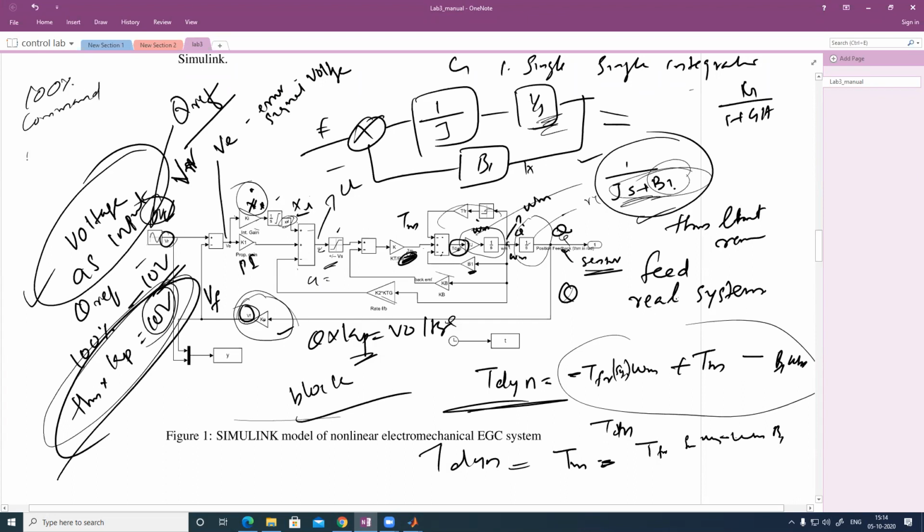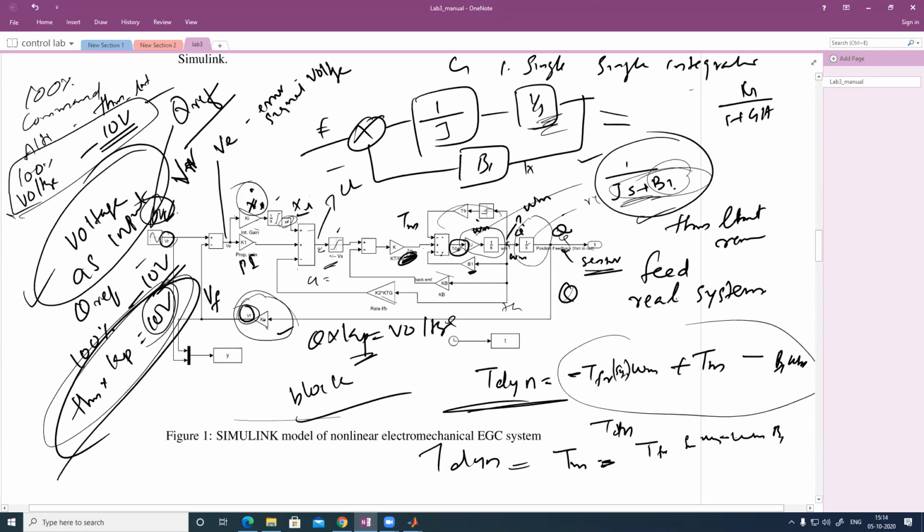So the 100% command amplitude, earlier it was theta m limit only. Now the 100% command amplitude is converted to a voltage signal, and the voltage corresponding to that is 10 volt. So the voltage corresponding to 100% command amplitude is 10 volt, which is theta m limit multiplied by Kp.